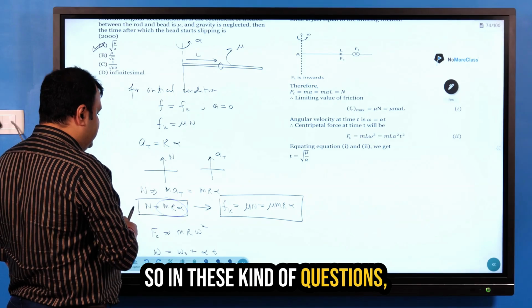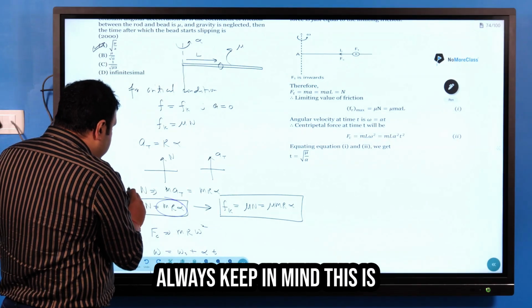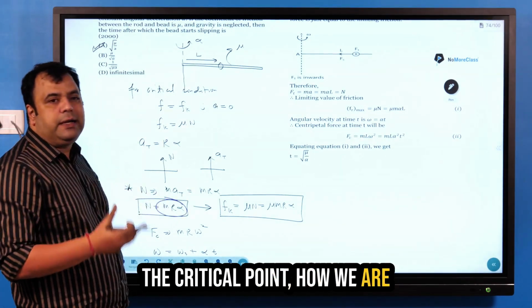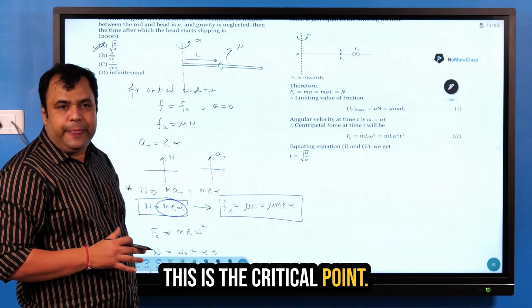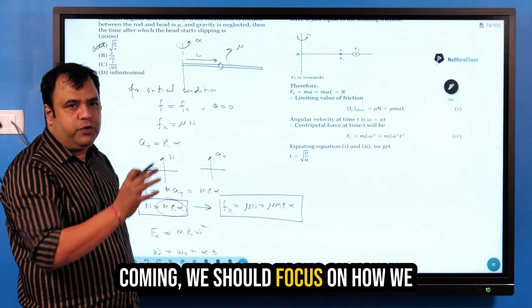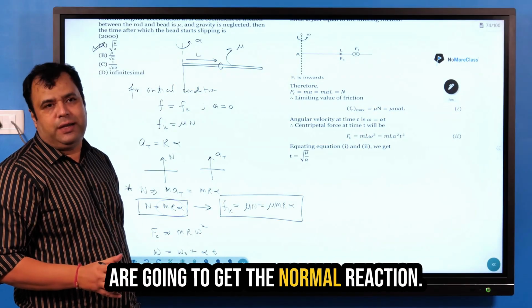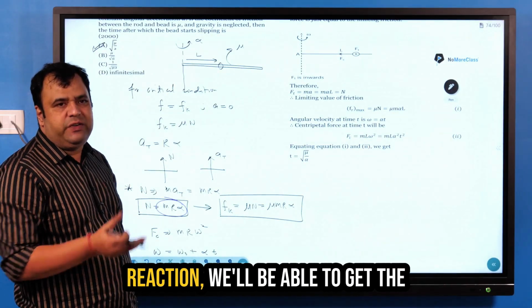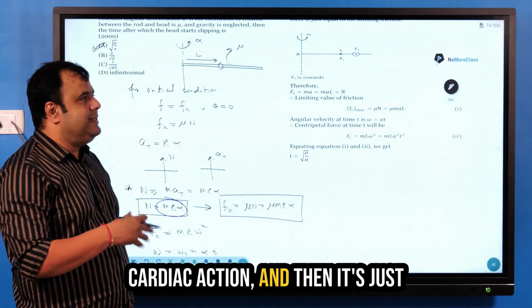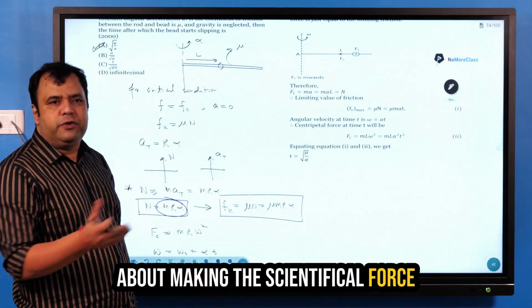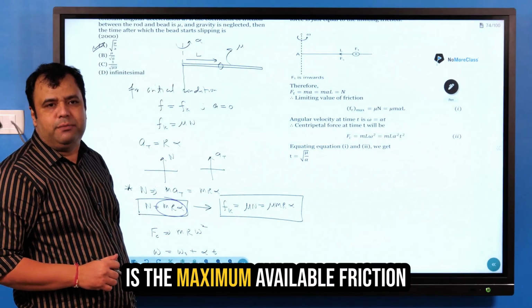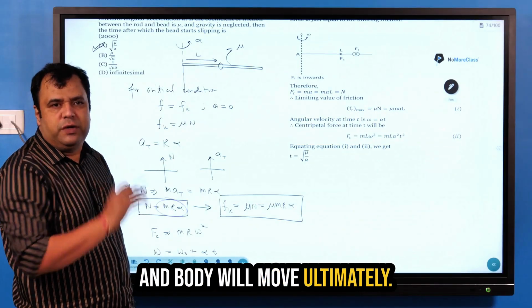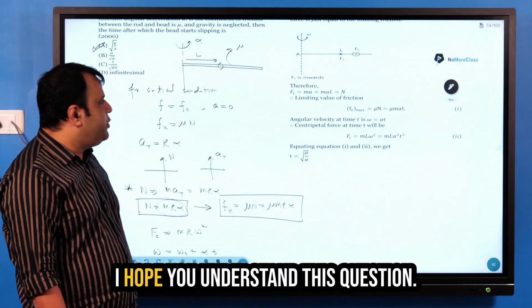So in these kinds of questions, always keep in mind, this is the critical point: how we are getting the normal reaction. Whenever these kinds of questions come, we should focus on how we are going to get the normal reaction, because once we get the normal reaction, we will be able to get the kinetic friction. And then it's just about the centrifugal force being more than the kinetic friction, which is the maximum available friction, and the body will move. Okay, so I hope you understand this question.